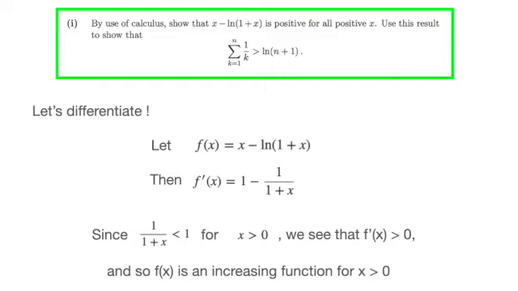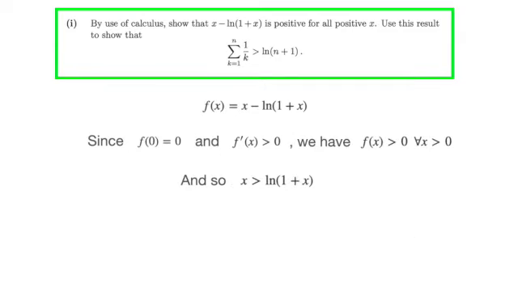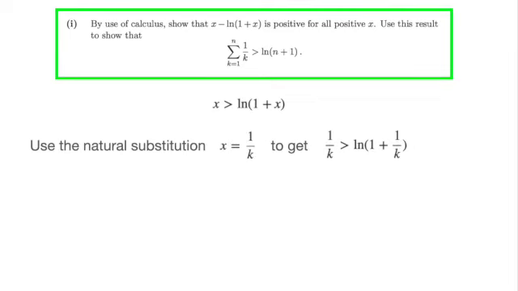This means that x minus ln 1 plus x is an increasing function, and since f0 equals 0, we can conclude that fx is always greater than 0 for all positive x. This allows us to write x bigger than ln 1 plus x for all positive x. Next, we need to use this result to show the inequality given.